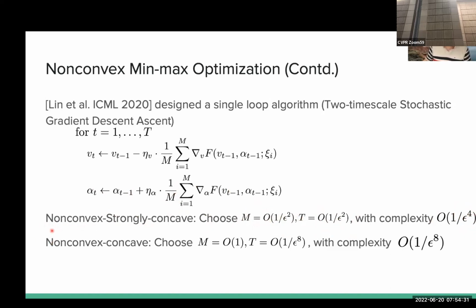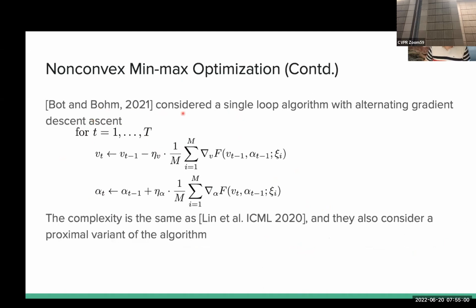And then in the second case, they consider a non-convex concave problem, and they choose M to be constant. They can allow constant mini batch in that case, but they need to run 1 over epsilon 8 iterations to make sure they converge to the epsilon stationary point. Although this has worse complexity, it is actually a simple single loop algorithm. So if you don't need a lot of tuning, you may use this algorithm.